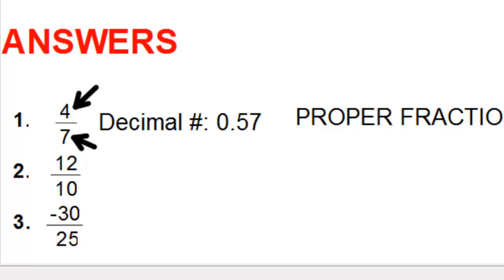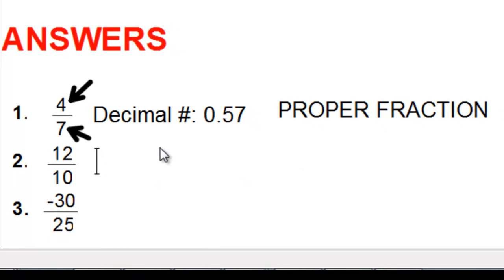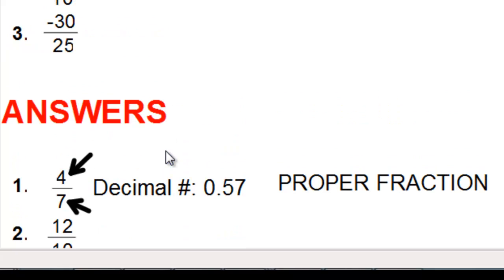Okay, let's do the same type of thing for 12 over 10, 12 tenths. So first of all, as a decimal number, we go 12 divided by 10, which gives you 1.20. And again, we'll round to 2 decimal places. And here, 12 is greater than 10. The numerator is greater than the denominator. So this is an improper fraction.